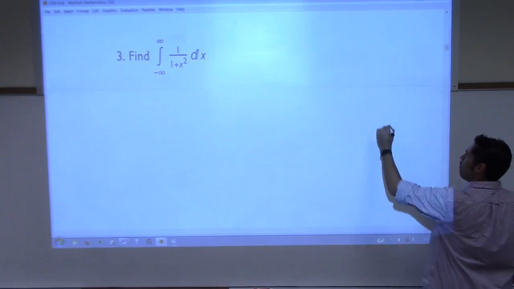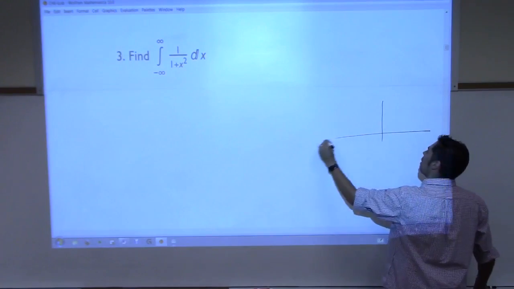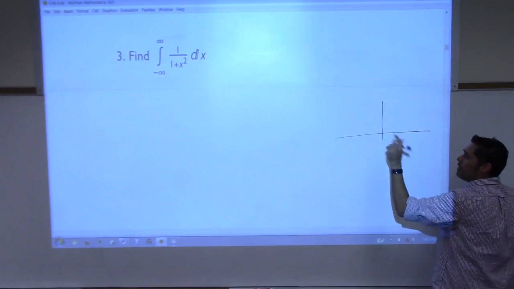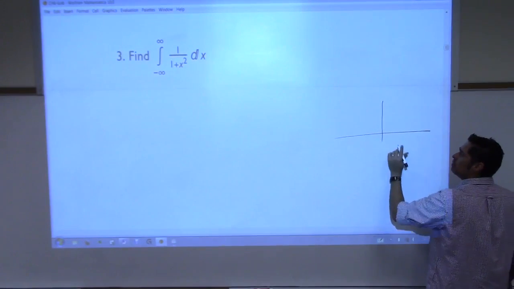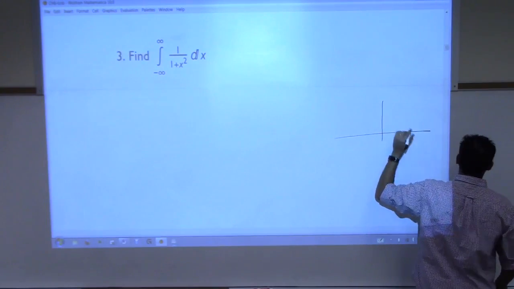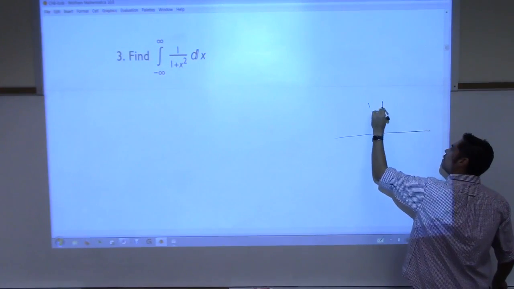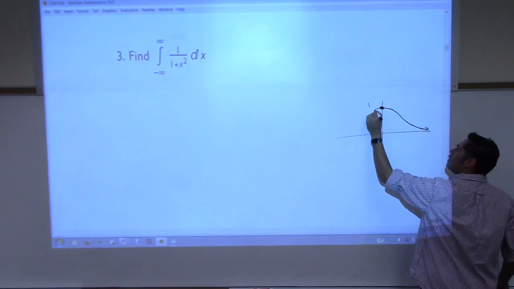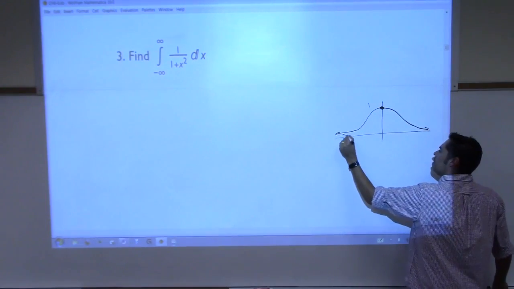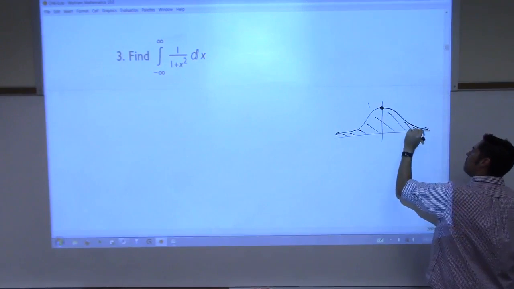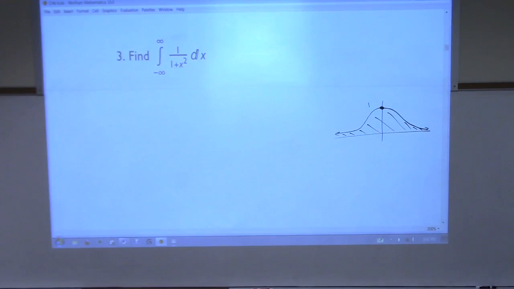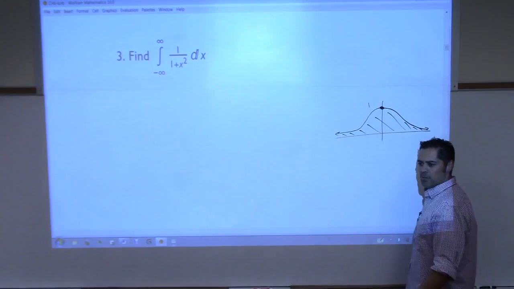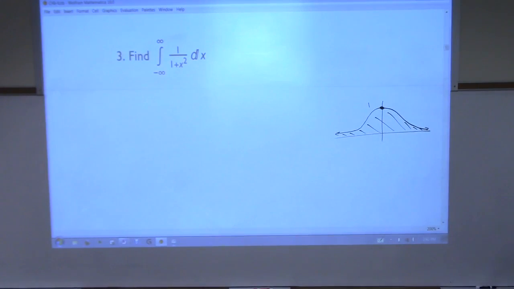By the way, just FYI, this is what this one looks like. What's the value of that function at 0? 1? And what happens is out to the right it dives down, and out to the left it dives down like this. So we're trying to find the area in here. Kind of looks like a bell curve, but it's not. It's not the bell curve you're thinking of, if you know what I'm talking about. Okay?